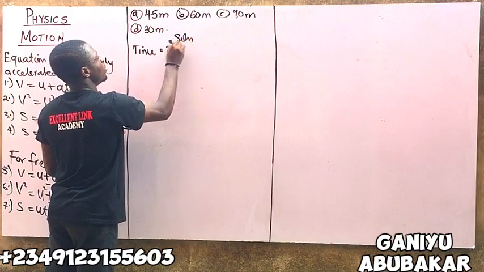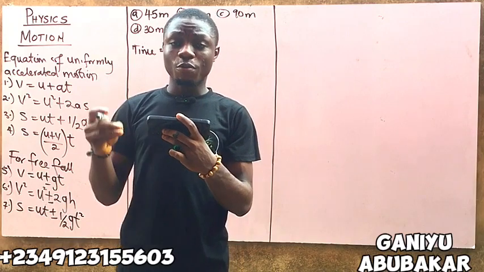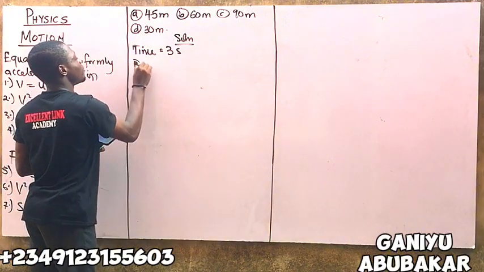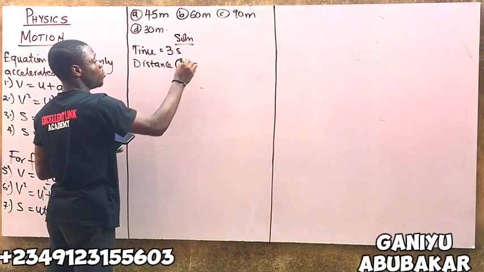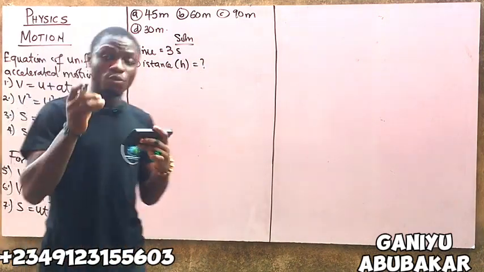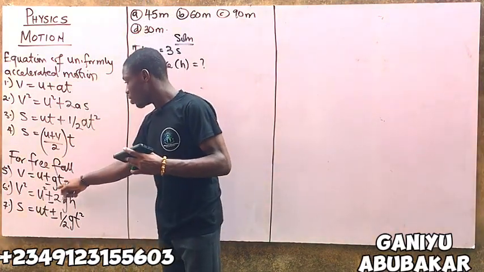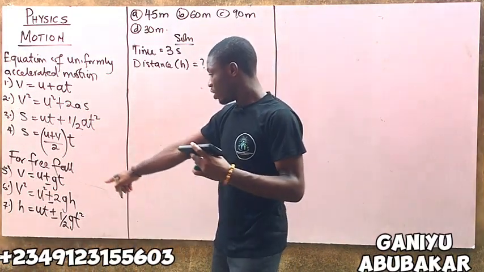So solution: time is 3 seconds to fall freely to the ground from a certain height. What is the distance? I'm looking for s, distance. We said distance here becomes h, because it's free fall, because I'm hearing the words fall freely. So it's a problem on free fall. For free fall, your s changes to h.